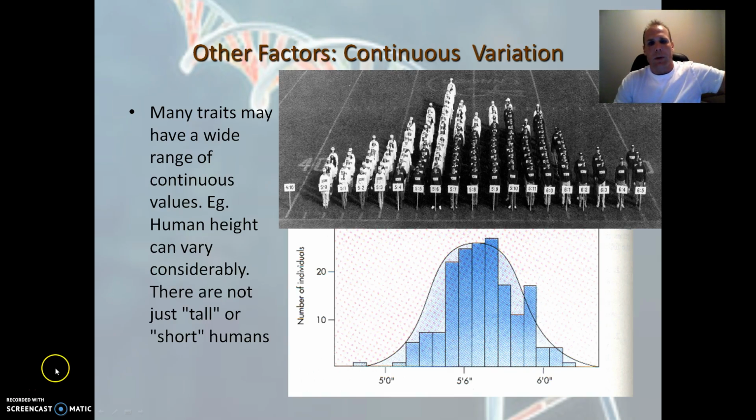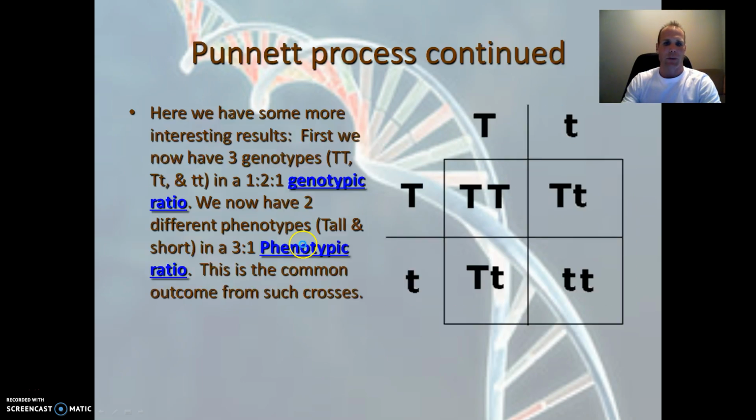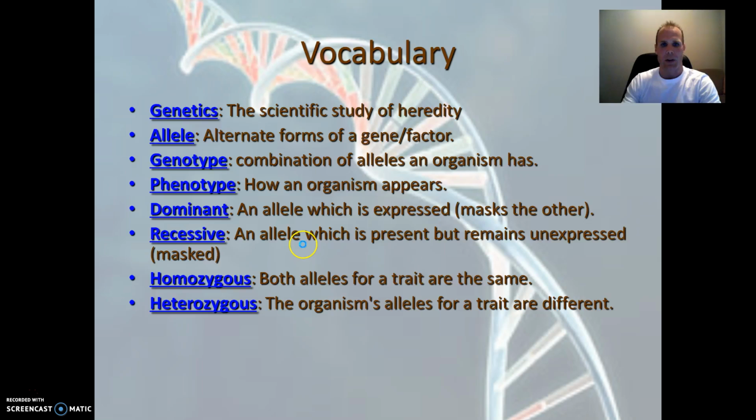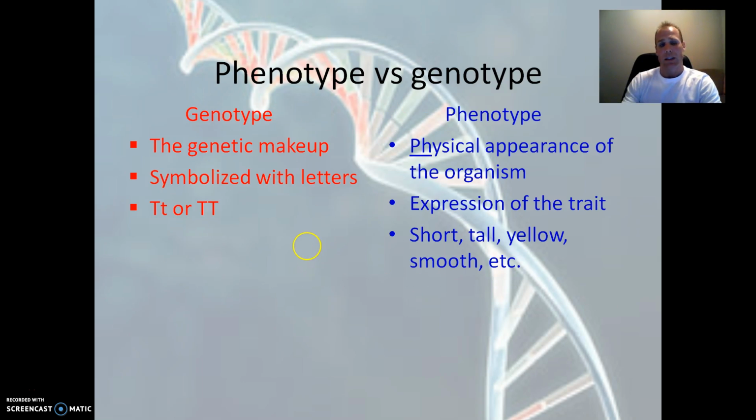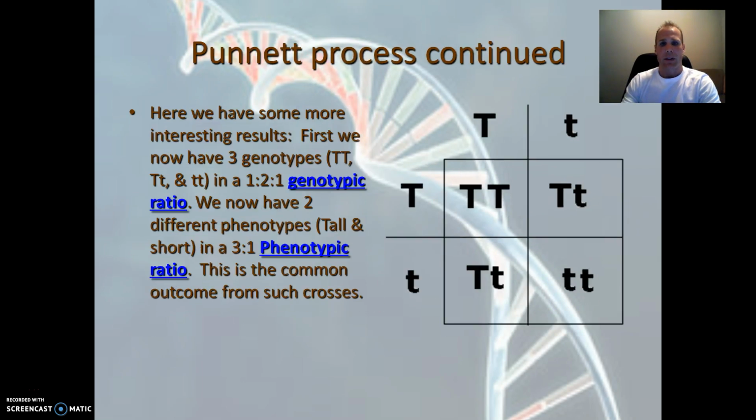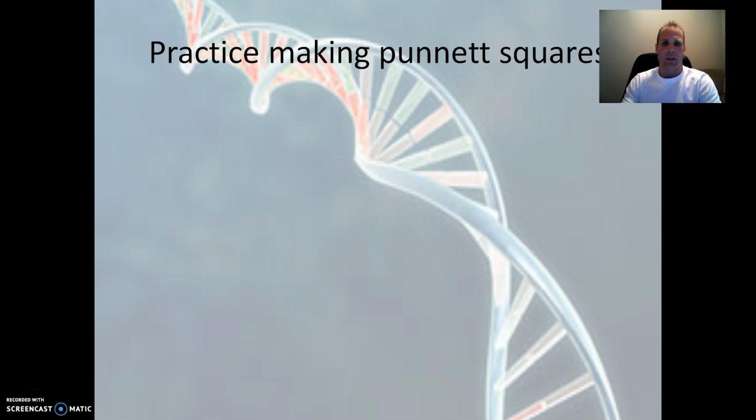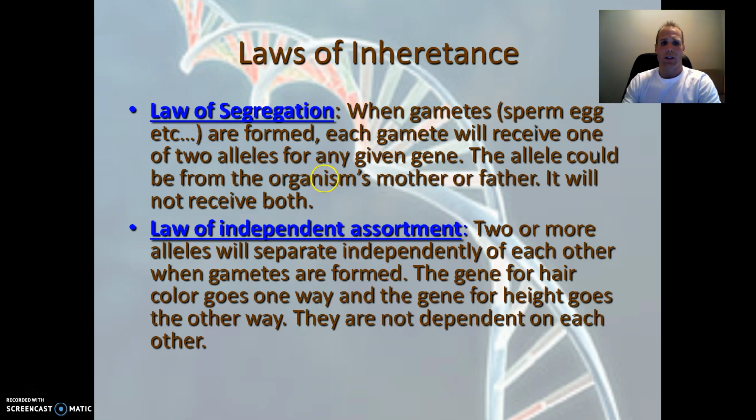Alright guys, we're going to continue this conversation about genetics. This is coming from my PowerPoint, this one right here. We just started talking about Gregor Mendel and the stuff he had figured out. You really just need to read these right here, the law of segregation and the law of independent assortment.